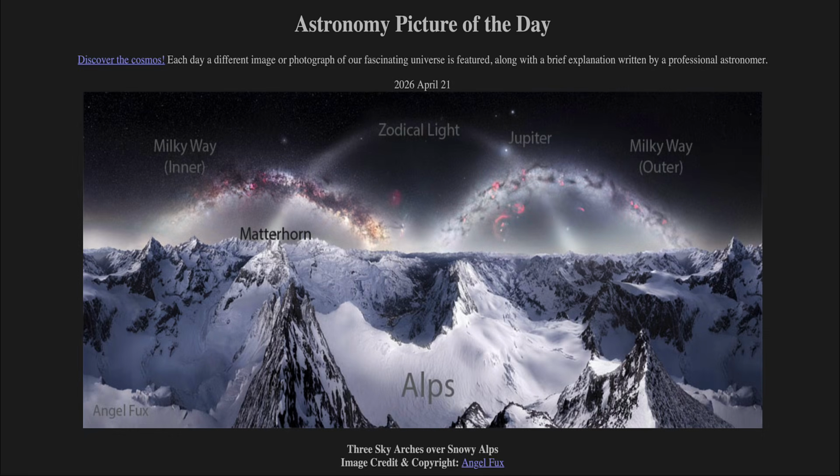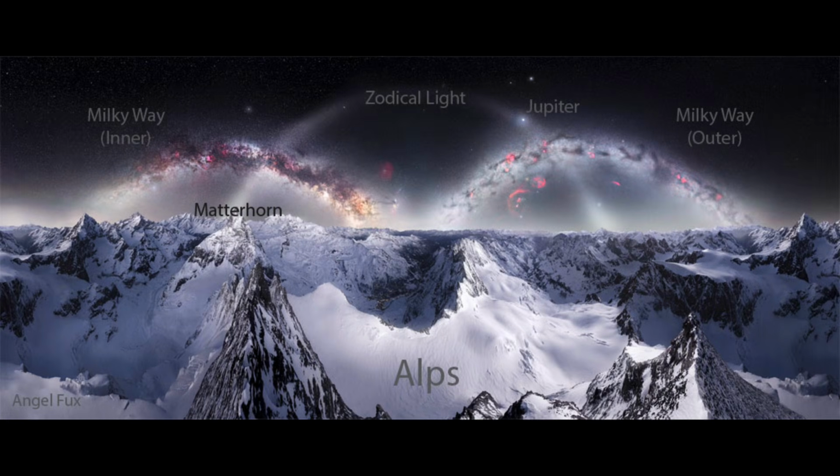Today's picture is titled Three Sky Arches Over Snowy Alps. So what do we see here? Well, here we see the Alps in the foreground and a couple of arches in the background that we'll take a look at. How do you get an image like this?